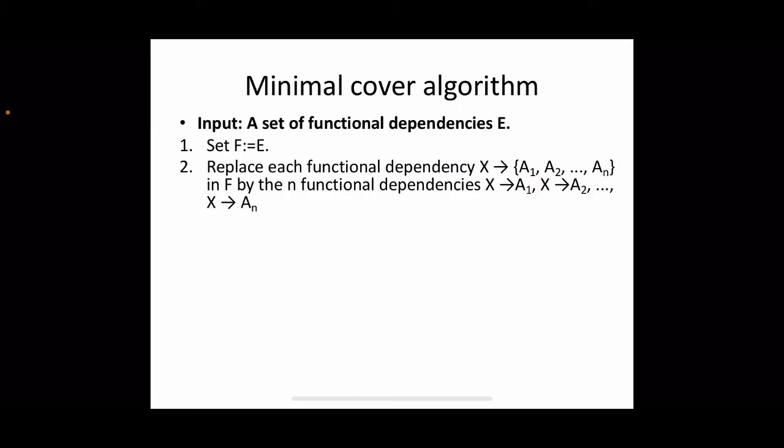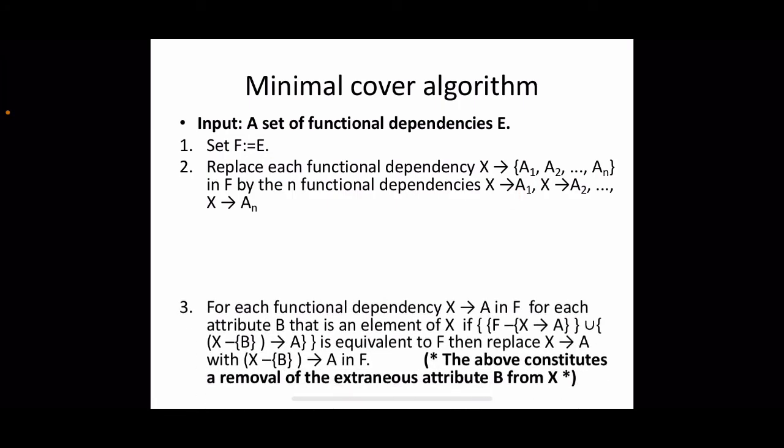So using that inference rule, the decomposition rule, X determines A1, A2, etc. An is equivalent to X determines A1, X determines A2, etc. Right? So we can decompose this single dependency into n different dependencies. So all those are in standard form. All those contain only one attribute in the right hand side, right? So it is in canonical form or standard form. So that is the step.